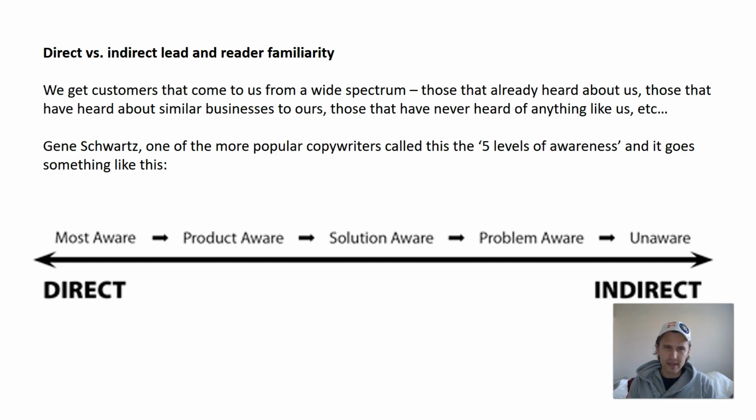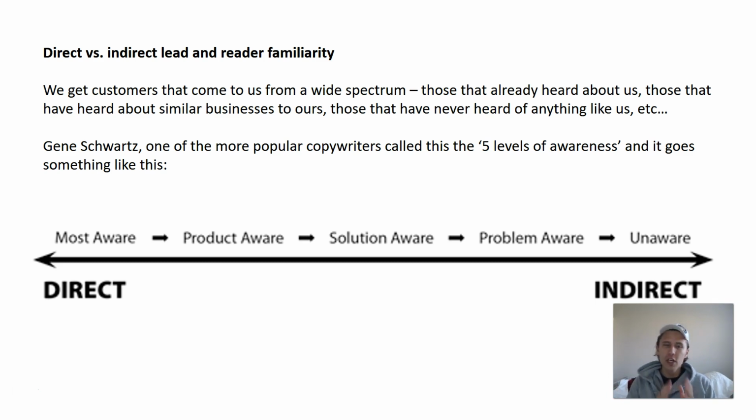And so in terms of this reader familiarity, you need to understand that there's at least these 5 types of people out there. There's people that already know about your product, that want to buy it, and all they need to know is the price and where they can buy it, right? To unaware people that have no idea you exist, have no idea they have a problem. And the lowest hanging fruit are these people that are most aware, right? They're the easiest to sell, but you need to have an audience list, right?